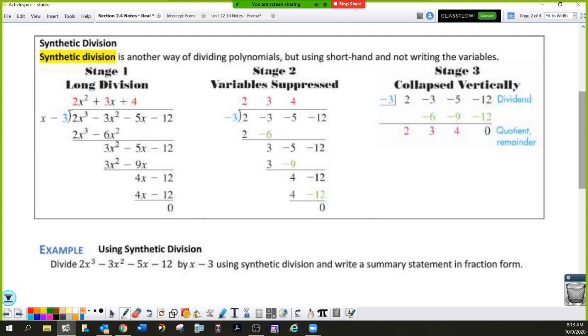Now, in the next step, what they did is they just stopped writing any of the x variables. None of the variables are there. So the 2, the negative 3, the negative 5, the negative 12. And the entire long division process also got rid of all of the x's, sticking to only the coefficients. Now, what they were doing here was subtracting straight down. Remember when we were doing long division, we subtracted straight down, subtracted straight down, subtracted straight down? You guys, you seeing that? Yes? Okay. So that means that you could have collapsed it all vertically into what they've got going over there in stage 3.